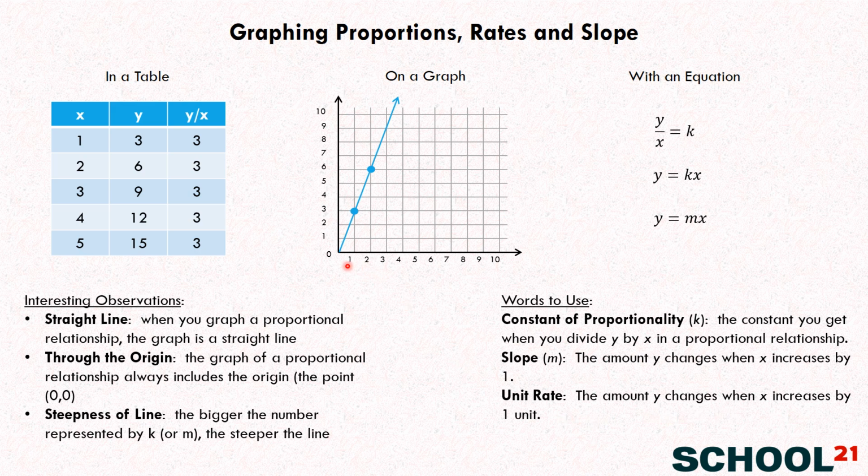So here, x goes from 0 to 1, y changes 3. X goes from 1 to 2, y changes 3 more. It's the same exact number. See how all of these are interrelated? Yeah. Okay, you're good to go.